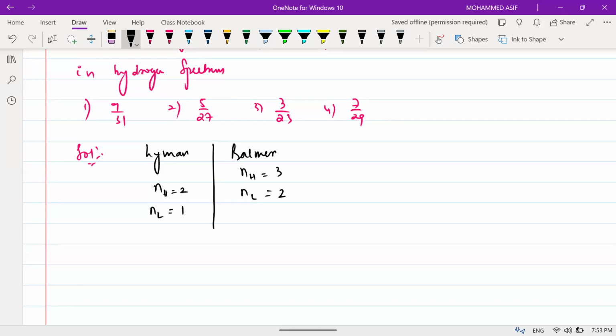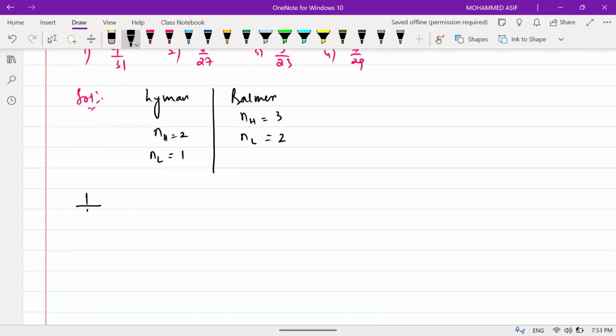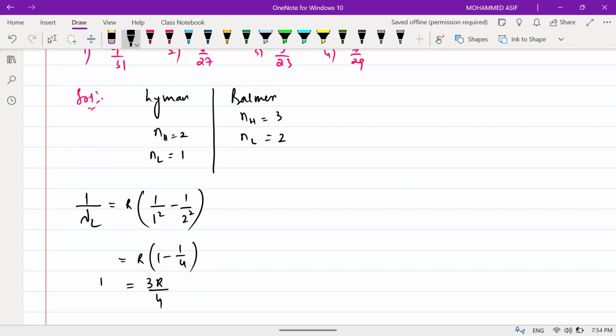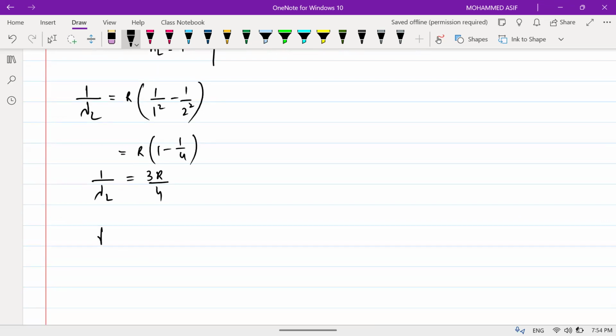Clear? So for the Lyman series, 1 by lambda is equal to R into 1 by 1 square minus 1 by 2 square. This is R into 1 minus 1 by 4, which will be equal to 3R divided by 4. This is for the Lyman series. So the wavelength of the Lyman series, lambda L, is equal to 4 divided by 3R.